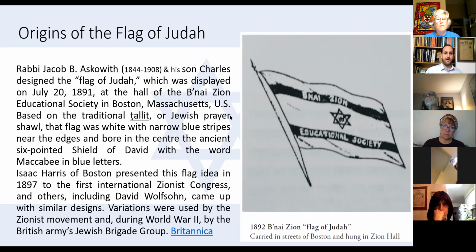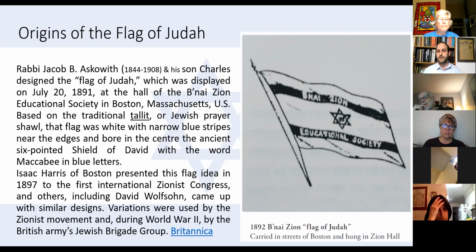So now that we know a little bit about who invented it and why they invented it, note here that Rabbi Asquith gave a reason for why he chose each symbol. The blue and white stripes, he says, are based on the prayer shawl, the talit, and in the middle he placed the six-pointed Star of David. As for the Maccabee in the middle, it hails back to the Maccabees, the last time Jews had sovereignty in the land of Israel.